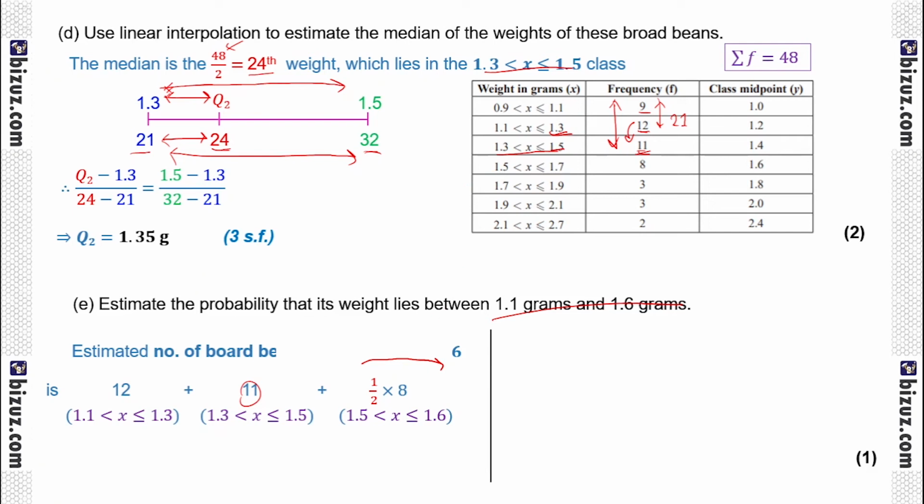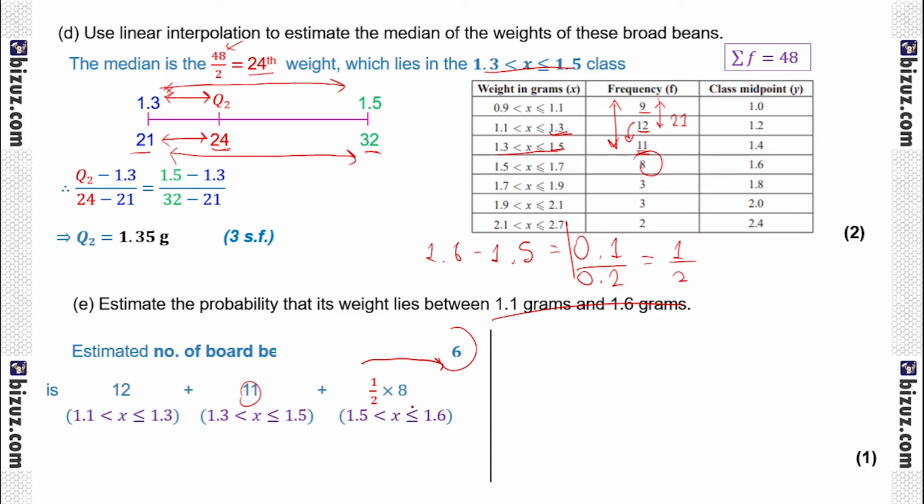However, when you go from 1.5, here you actually have to end at 1.6, so no choice. From 1.5 to 1.6, the whole frequency of this class is not going to be counted. It's going to be counted in proportion to how much length we're taking. 1.6 minus 1.5 is basically 0.1, and the width of the whole class is 0.2, right? So the proportion of the whole class that you're taking is 0.1 by 0.2. It's basically half.